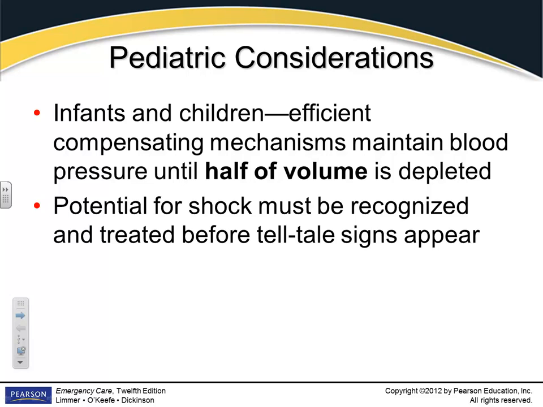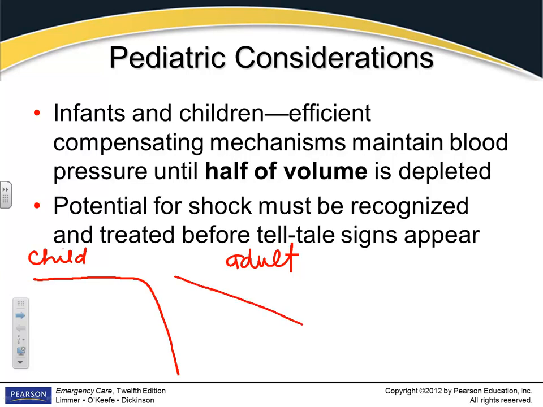Once they become symptomatic, remember I drew the graph for you? Looks like your brain on drugs. Okay, here's a child. I'm writing this on here so that y'all go back and view this later. Here's your child. Compensate, compensate, compensate. What happens? Whereas the adult, it doesn't look like much of an A, does it? They kind of go down.